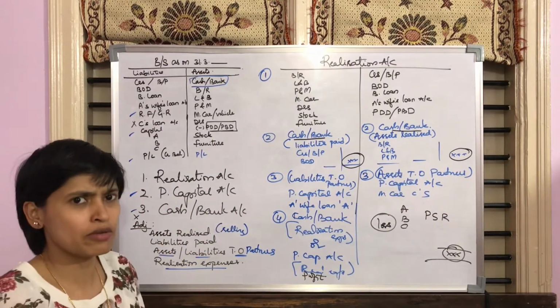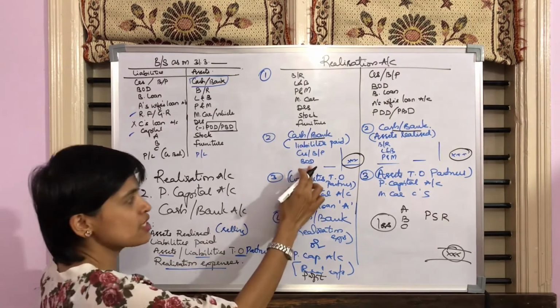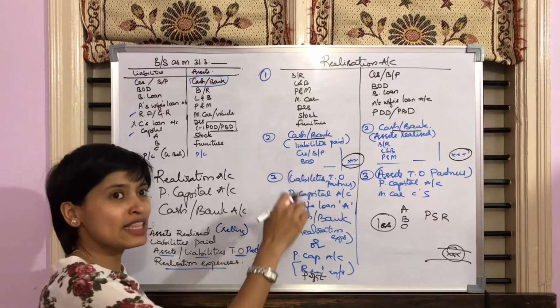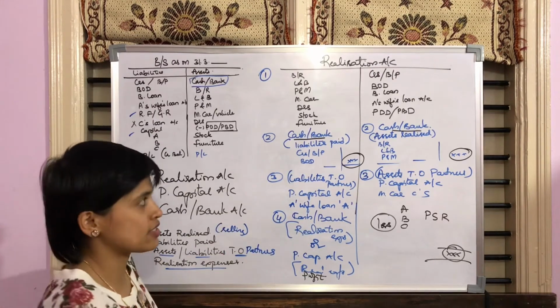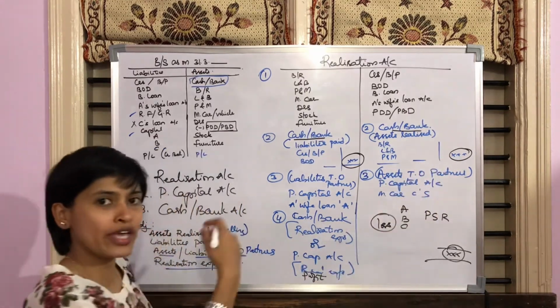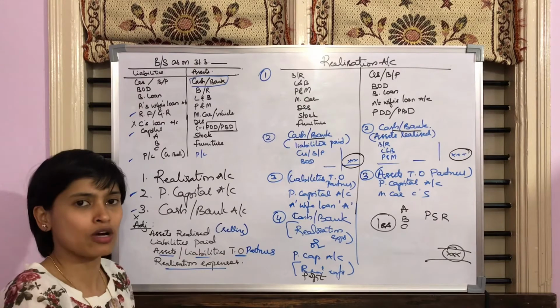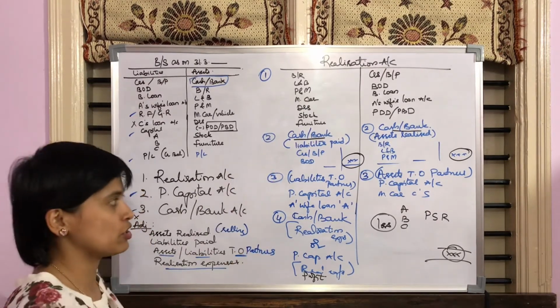Now please do remember, we always do the opposite direction posting. So if this is a debit amount, in the cash or bank account it will go on the credit side. And this is a credit side amount, which will go on the debit side of your cash or bank account. So this is with respect to step number 2 that you need to remember.